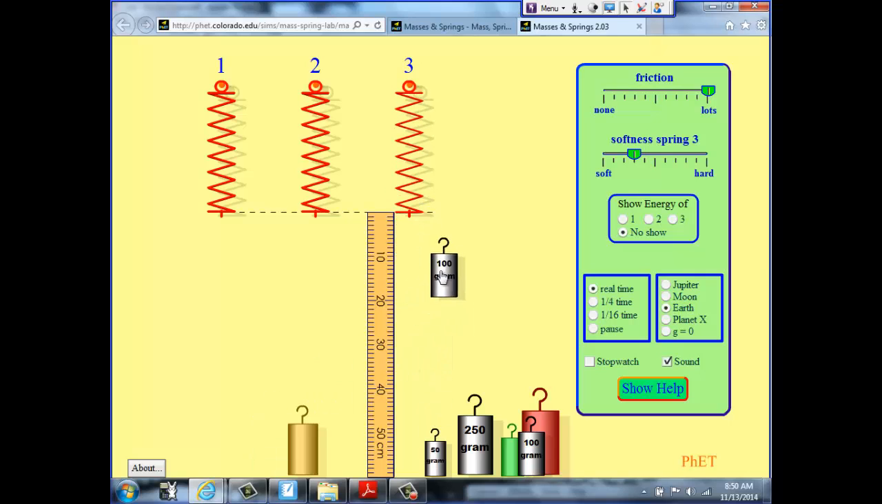Okay. Then the 100 gram mass. I'd probably go with 19.0. It looks like it's right on the line, give or take. So let's go with 19.0 centimeters. We'll go to the nearest tenth of a centimeter. So that's for the 100 gram mass. Then the 155 gram mass.